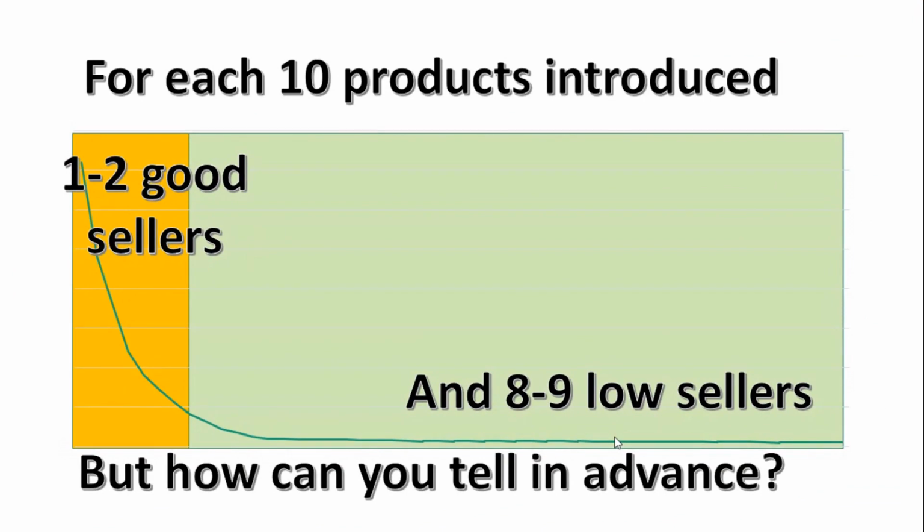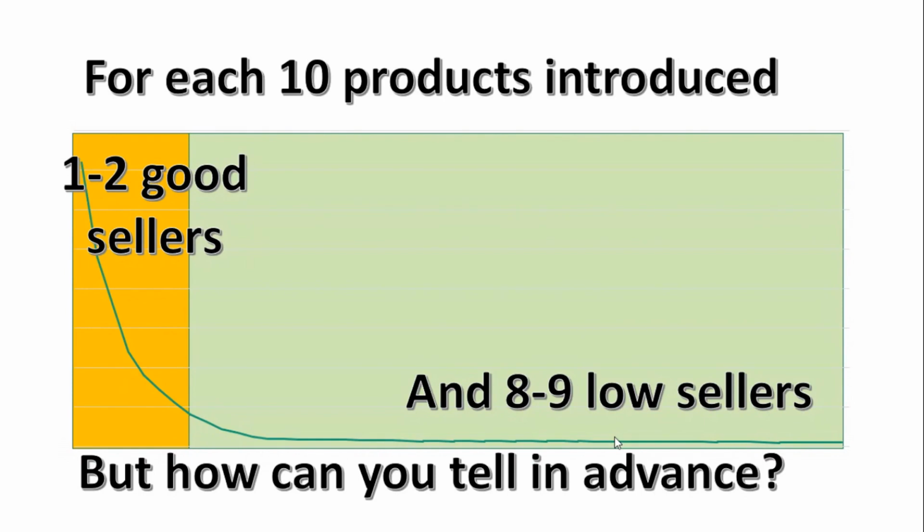Now, for each 10 products you'll introduce, we just showed you'll have about 1 or 2 good sellers, A or Bs, and 8 to 9 low sellers in the C and D group. But contrary to our current product mix, we don't know ahead of time which product will be in the good sellers and which products will be in the low sellers. We have intuitions, we have prior knowledge and experience, but sometimes it's right and sometimes it's way off. We cannot tell in advance.